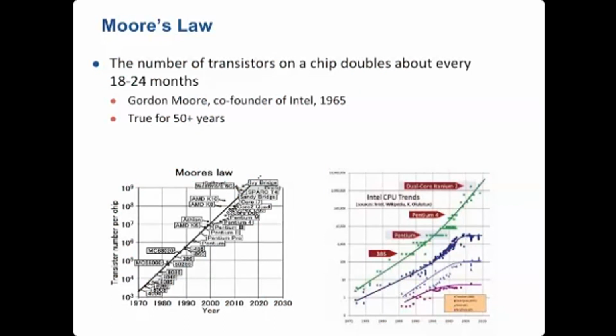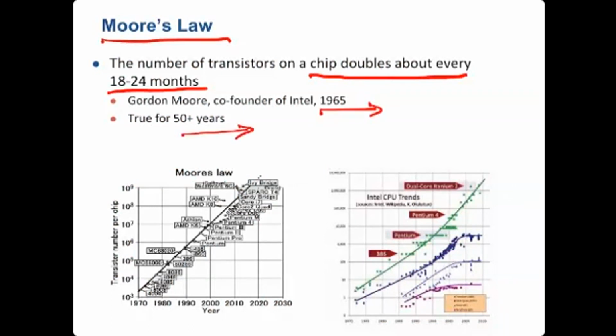First law is Moore's law, which says the number of transistors on a chip doubles every 18 to 24 months. It means that chips or computers are becoming more and more powerful, and this has been true since 1965. It's true for 50 years. And you can see it in everyday life.